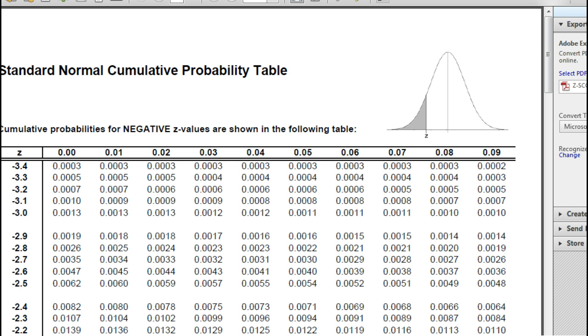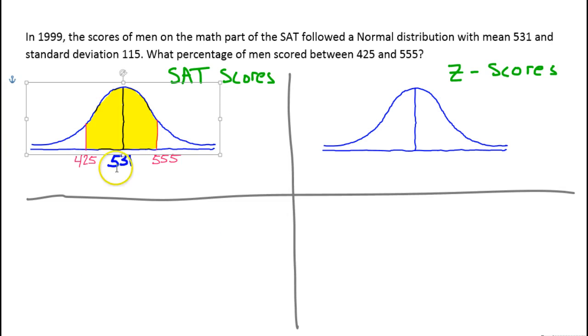Now, in order to use our z-score table, we're going to need to translate these SAT scores into z-scores. So I'm going to have these z-scores represented like this, the z-scores that correspond to these SAT scores. First of all, on a z-score graph, the mean is always 0. Any negative z-score means that it is below the mean. A positive z-score is above the mean.